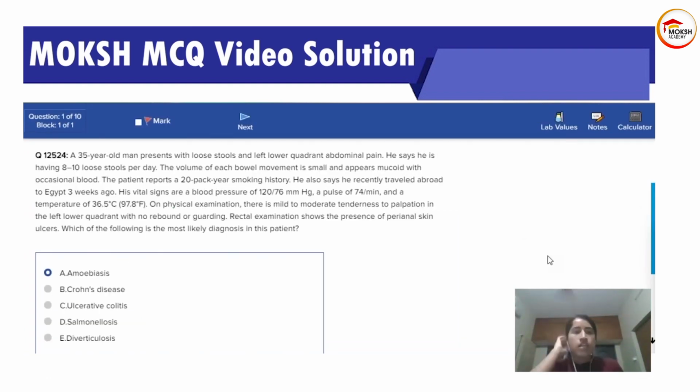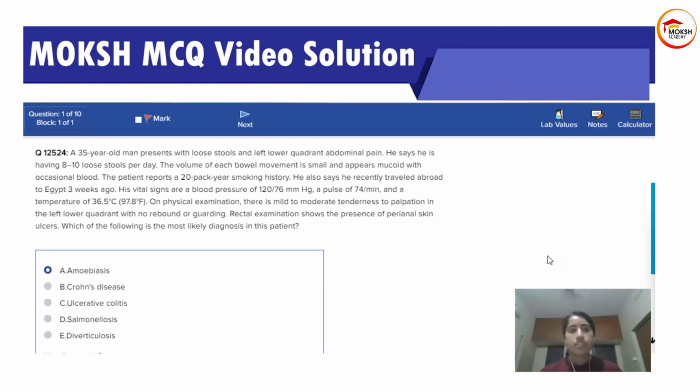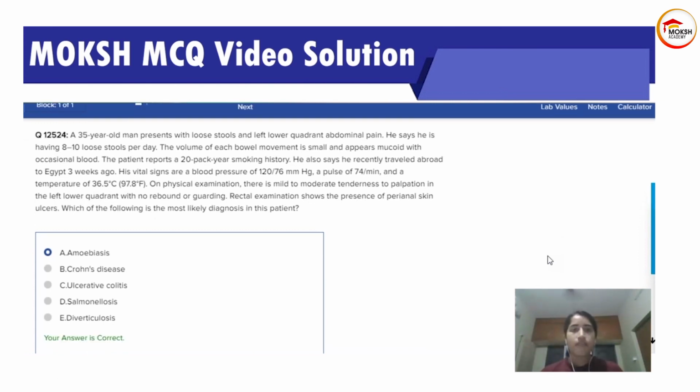So, in this particular case, the patient is presenting with loose stools and left lower quadrant abdominal pain. Stool is mucoid with a little bit of blood. So if you look at the options given over here, pretty much all of them can kind of fit this description. But for those of you that answered right, which firstly is amazing, clearly saw the keyword in this question, which was the travel history to Egypt.